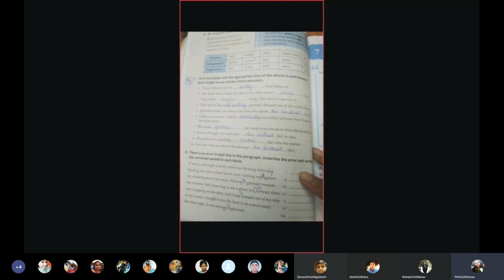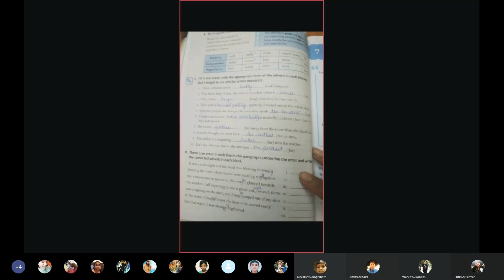These children are so badly behaved. The word is badly. You think they are bad? The ones in my class have behaved worse. Number 3, they hiked longer than they had expected to. Number 4, the doll is the most prettily dressed one in the whole store. Ignorant people are always the ones who speak the loudest. You see the is added here, so keep adding the articles.